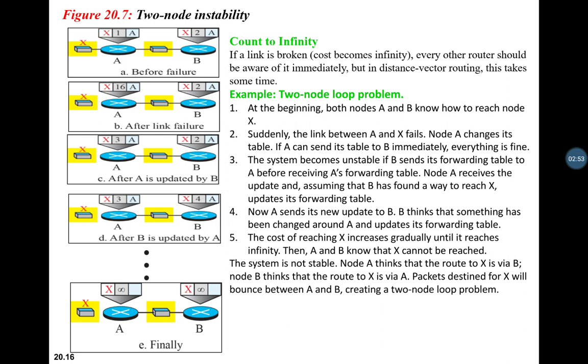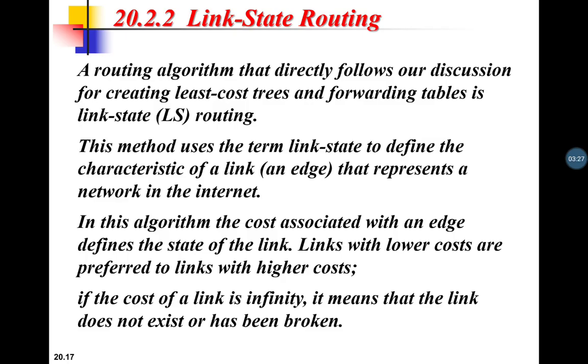Here node A thinks that the route to X is via B, and node B thinks that the route to X is via A. The packets destined for X will bounce between A and B, creating a two-node loop problem. That is what the two-node loop problem is. The packets keep bouncing between A and B because it takes so many updates to learn that the link is broken.